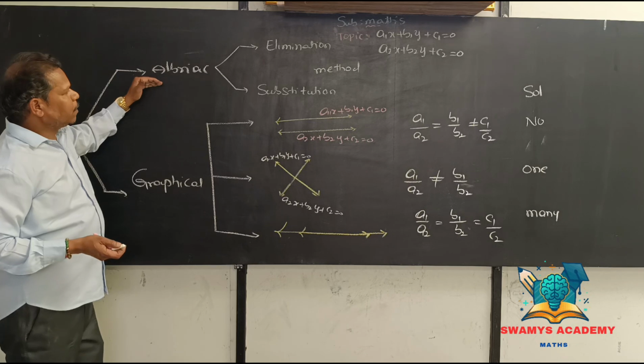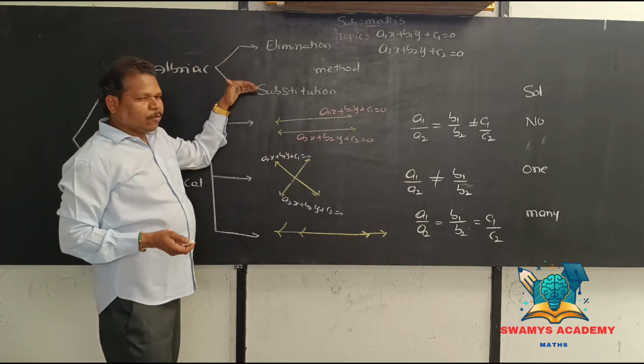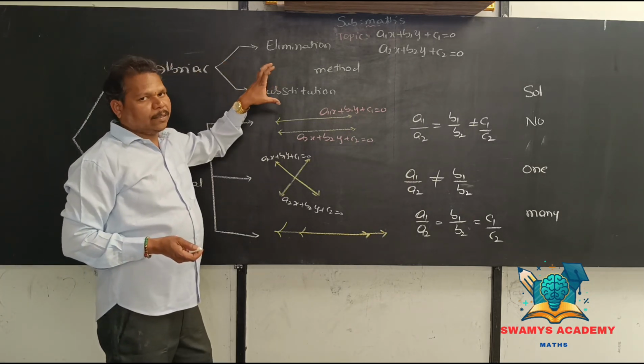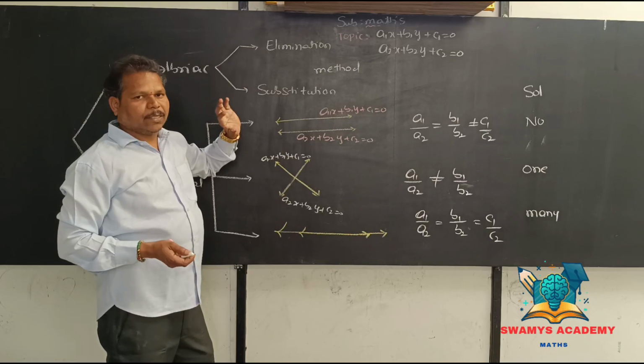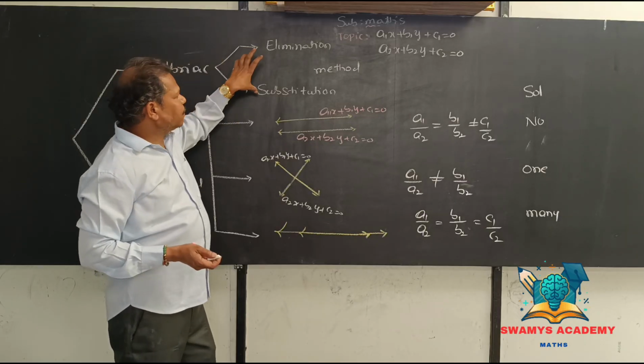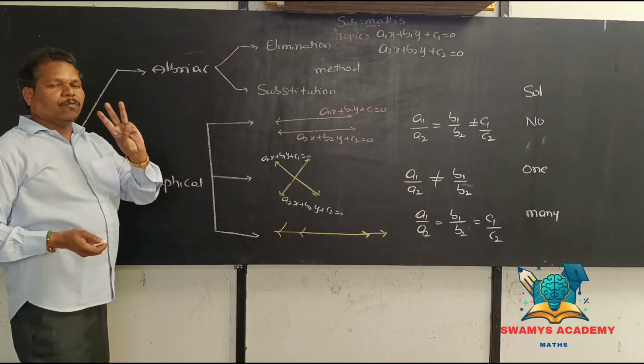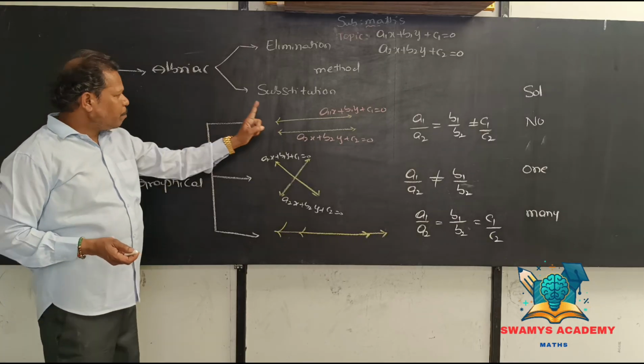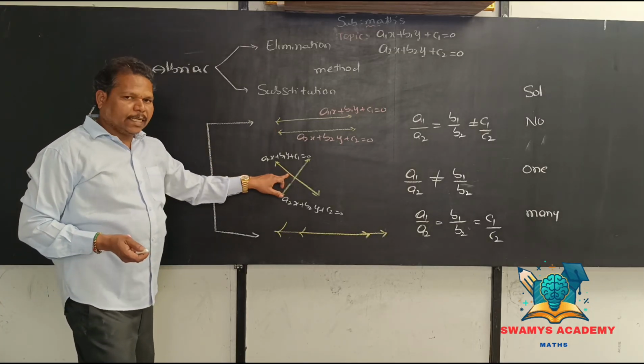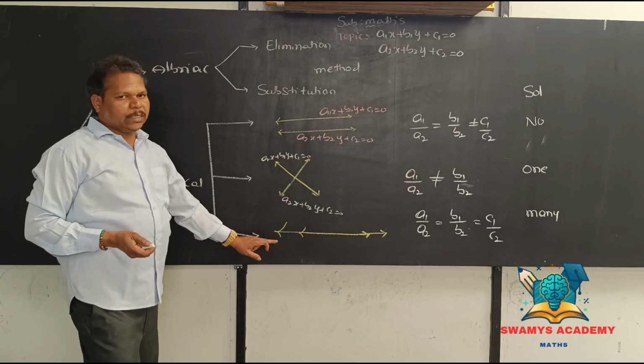In the algebraic method, the elimination method and substitution method are there in 10th grade, but other methods are also there. Now in this syllabus, the elimination method and substitution method are there. And graphically we will get only three types: one is parallel, one is intersecting at one point, one is coincident.